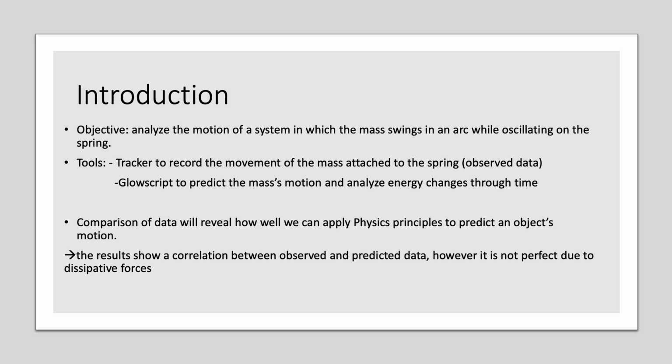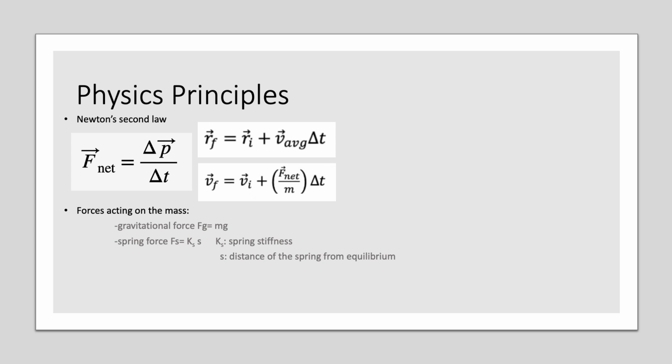Comparison of data will reveal how well we can apply physics principles to predict an object's motion. The results show a correlation between observed and predicted data. However, it is not perfect due to the presence of dissipative forces. Let's first start by defining the physics principles used in this experiment.